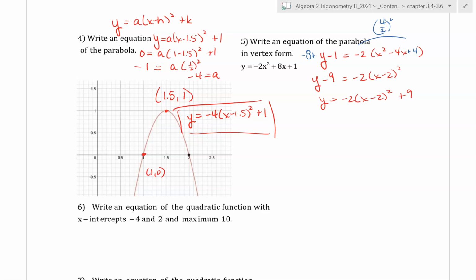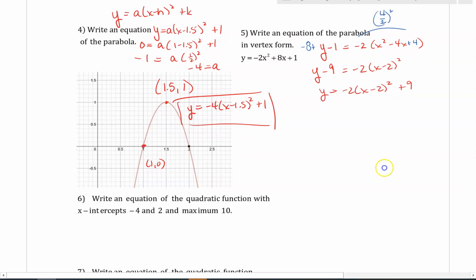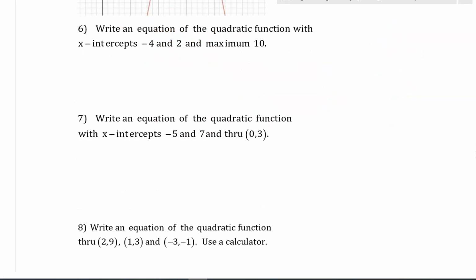Okay, let's try number 6. So for number 6, I'm going to write an equation of the quadratic. Now notice they gave you the x-intercepts. This would be really helpful, I think, to draw a little picture. So the x-intercepts are at -4 and 2, and there's a maximum at 10. So that means that the parabola must open down.